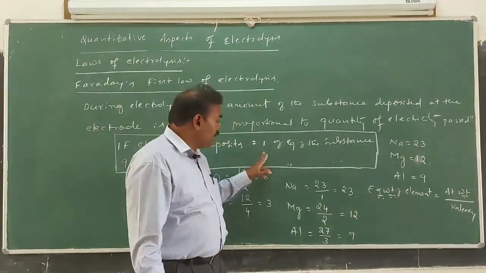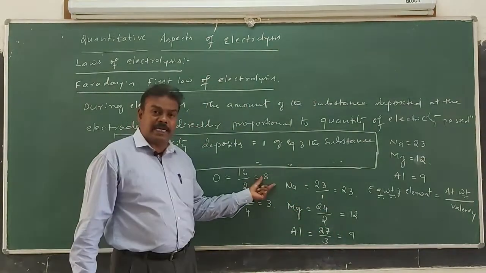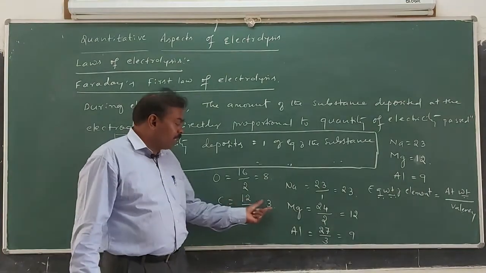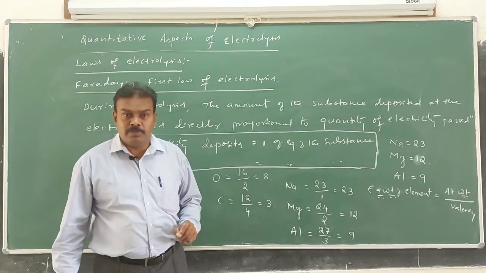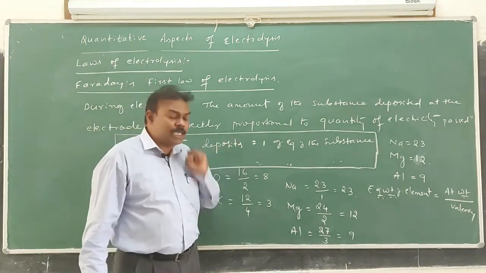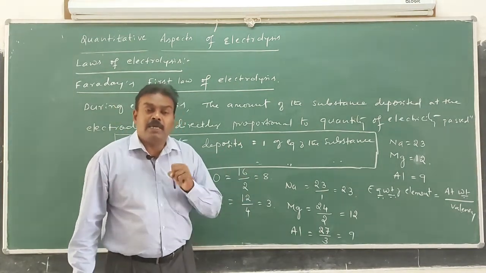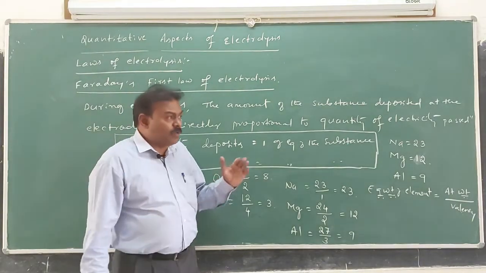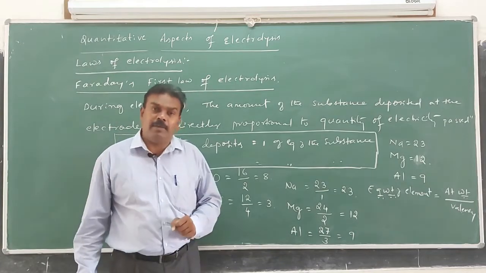1 gram equivalent mass of aluminum is 9. 1 gram equivalent mass of oxygen is 8. 1 gram equivalent mass of carbon is 3. 1 gram equivalent mass of hydrogen is 1 gram. There are many examples you can take regarding the calculation of equivalent weight. If you know the atomic weight and the valency, we can find the equivalent weight of the elements.